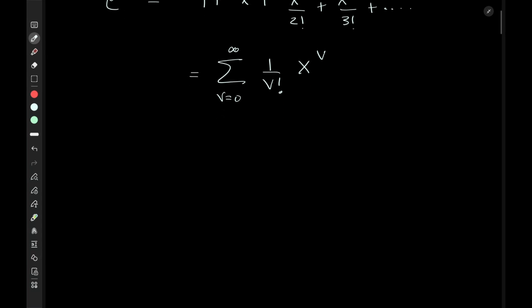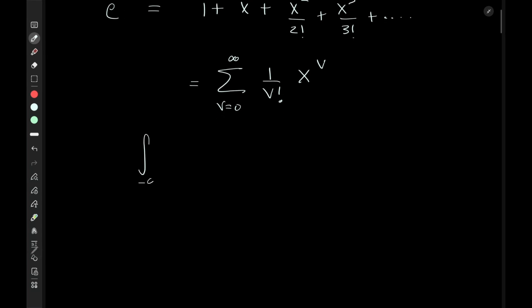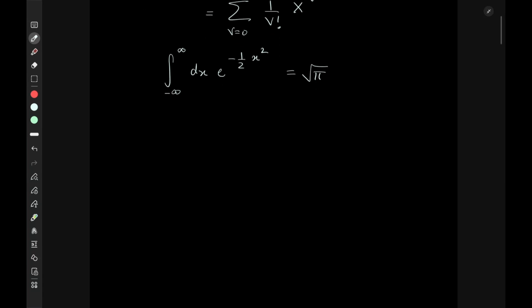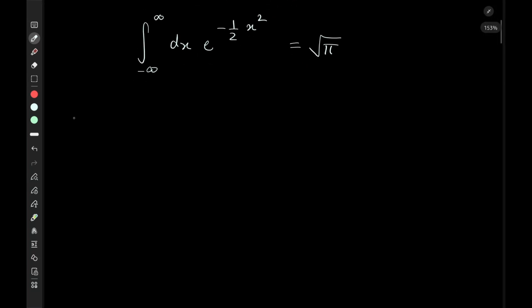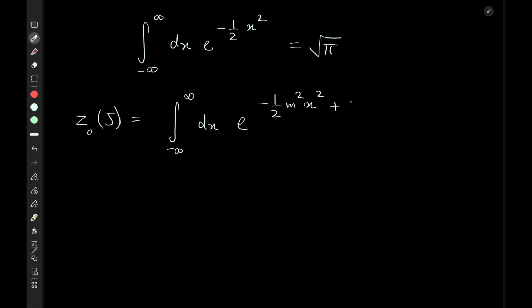The second prerequisite is that some sort of familiarity with the Gaussian integrals would be appreciated, but if not, we can just take these at face value. For instance, this integral evaluates to root pi. The integral that we are going to consider is as follows. It is just a little variation of this integral that I wrote above. It has this factor of m squared, which can be set to 1, but for now I'm not doing that, and there is this j.